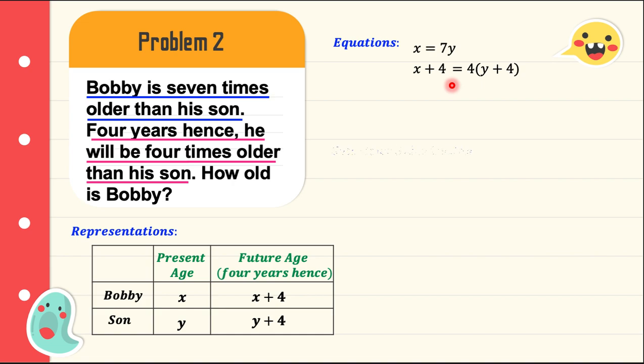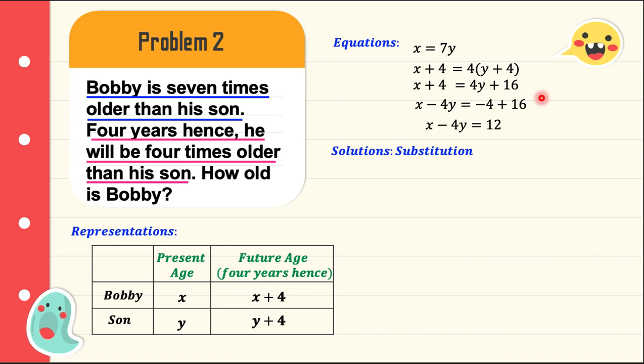And then I will be using again substitution. So I'll need to first simplify the second equation and write it in standard form. So just copy x plus 4, distribute 4. So it will be equal to 4y plus 16. And then transpose 4y on the other side and also 4. So that will be now x minus 4y equals negative 4 plus 12. Combining like terms, we have here x minus 4y equals 12. So if I'm going to use substitution, I will be writing the second equation, x minus 4y equals 12, and then change x and make it 7y.